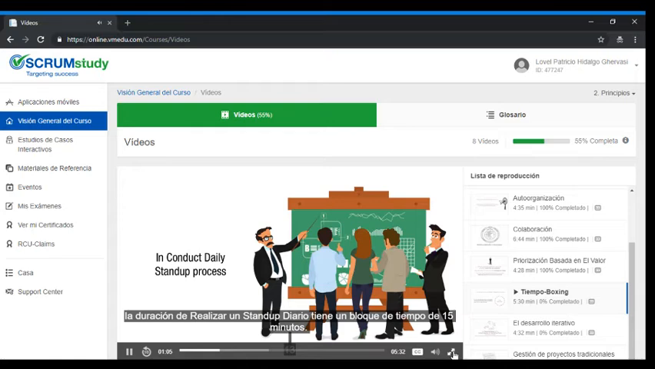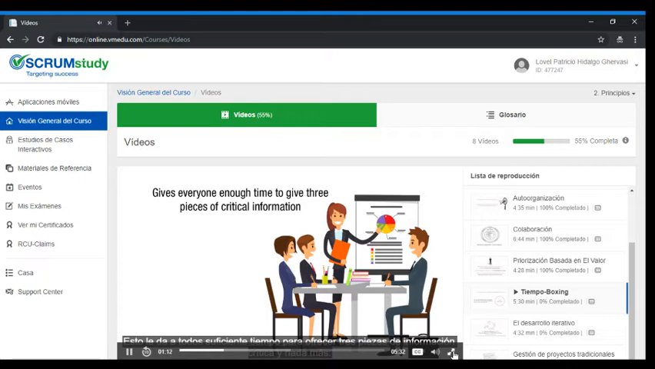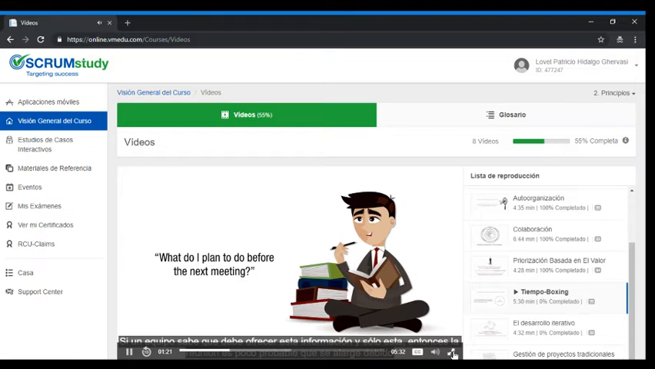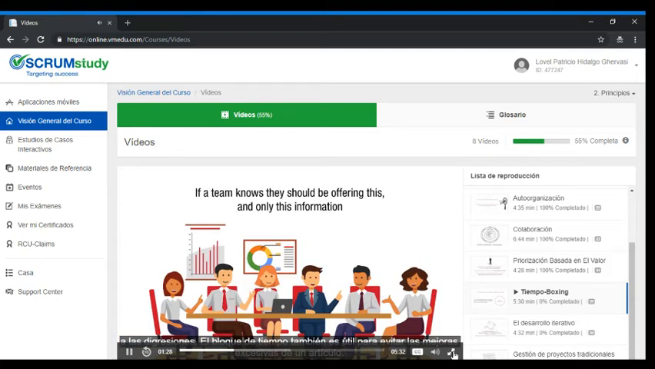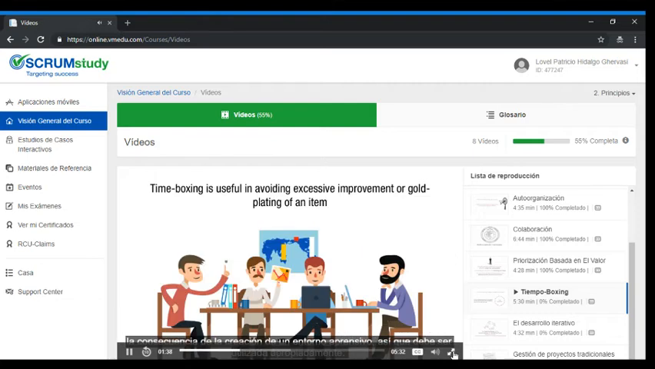For example, in the Conduct Daily Stand-Up process, the duration of the daily stand-up meeting is time boxed to 15 minutes. This gives everyone just enough time to give 3 pieces of critical information and no more. What have I done since the last meeting? What do I plan to do before the next meeting? And what impediments or obstacles, if any, am I currently facing? If a team knows they should be offering this and only this information, then the meeting is unlikely to run longer due to time-draining digressions.